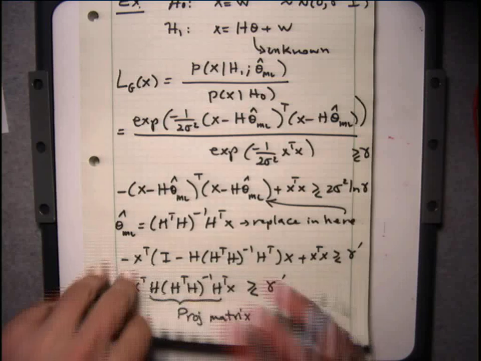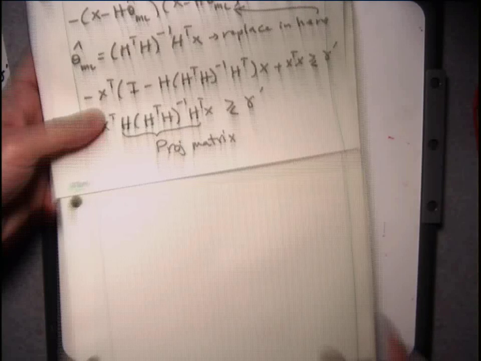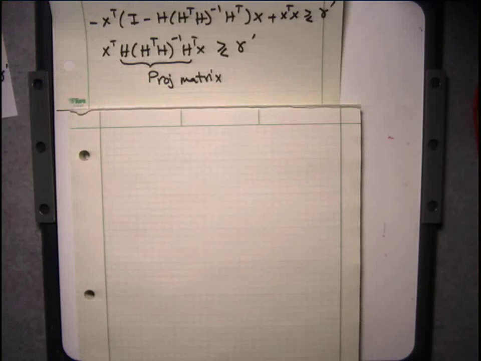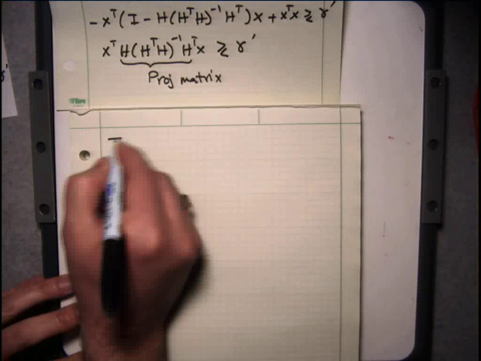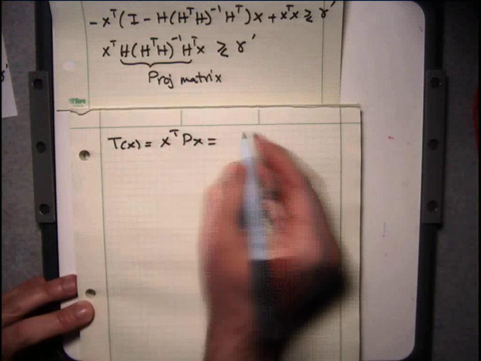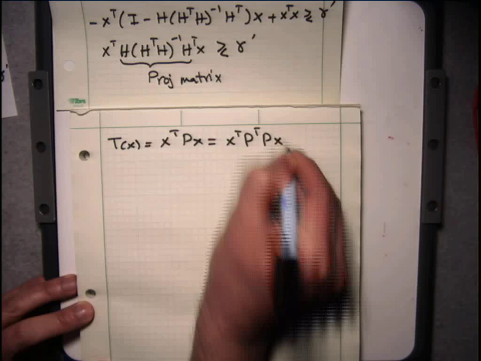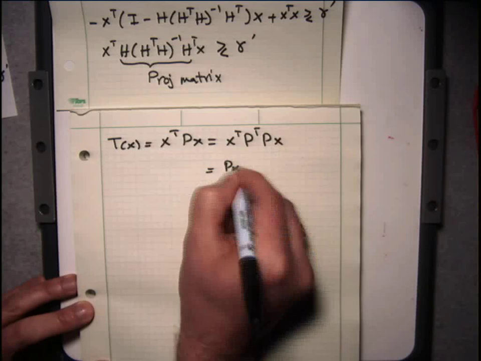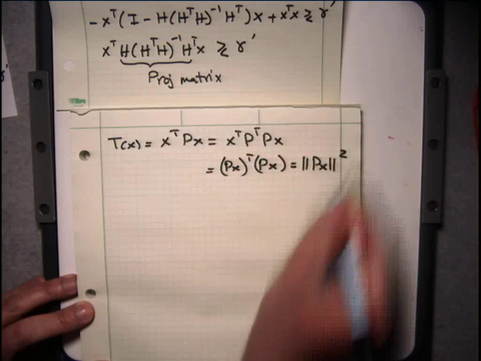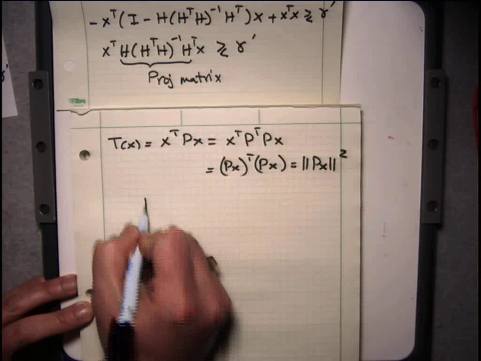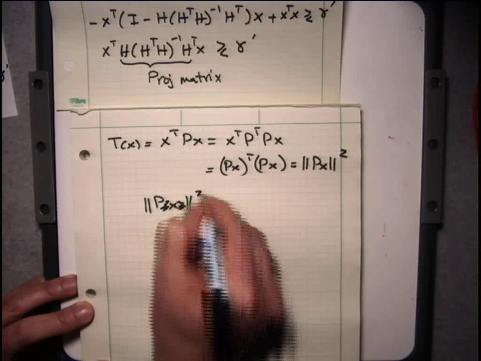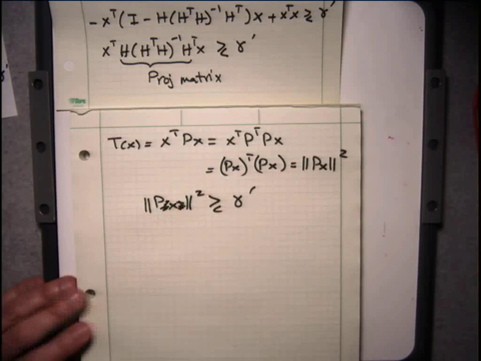So to write that out, this is your test statistic, right? T of X, this is X transpose Px, which, because this is a projection matrix, I can write as X transpose P transpose Px. And so this is Px transpose Px, which is the norm of Px squared. So your detector is the norm of Px, squared, compared to some threshold, right?